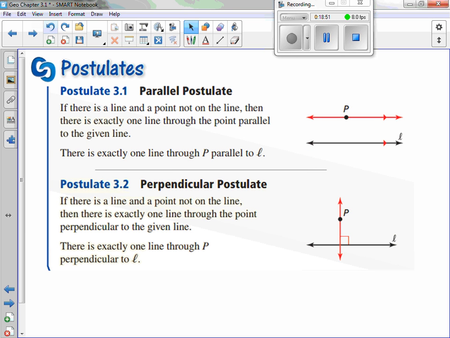So the parallel postulate, I believe you have down. If there's a line and a point not on the line, then there's exactly one line through that point parallel to the given line. So in our Euclidean geometry, if we have a line and a point, there's only going to be one line parallel to it through that point. Now, there are other lines that could be parallel to it, but there's only one of them that's going to be through that given point. Now, if there's a line and a point not on the line, there's only one way I can draw a perpendicular line through that point. Okay?